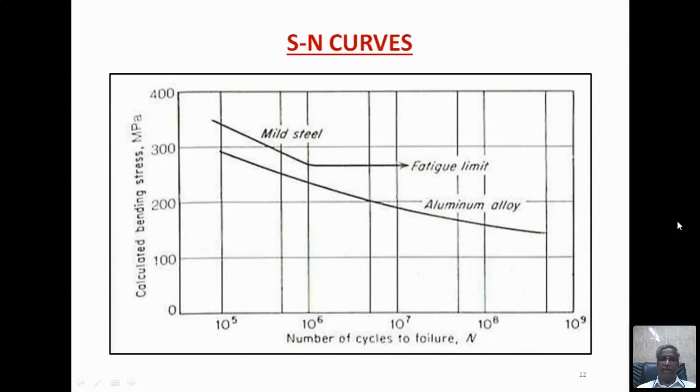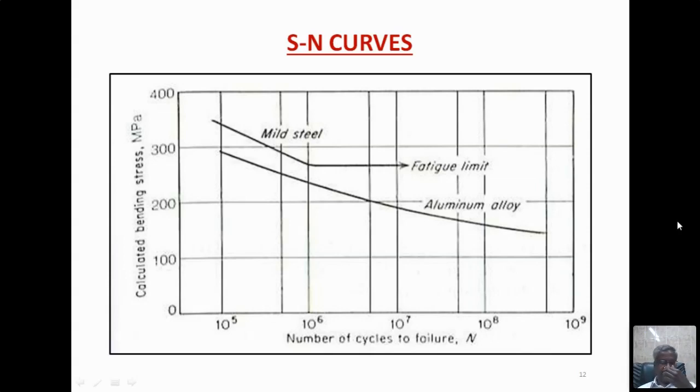Suppose for the aluminium alloy the user requires fatigue strength even at 10^8 cycles. 10^8 means 10 crore cycles. If you draw a vertical line at 10 crore cycles, where it intersects is almost 150 MPa, the fatigue strength of the aluminium alloy for 10^8. So 10^7 cycles or 10^8 cycles is given by the user, the one who is going to use the material. They will say this is my requirement, and for that requirement you have to test and give the results.